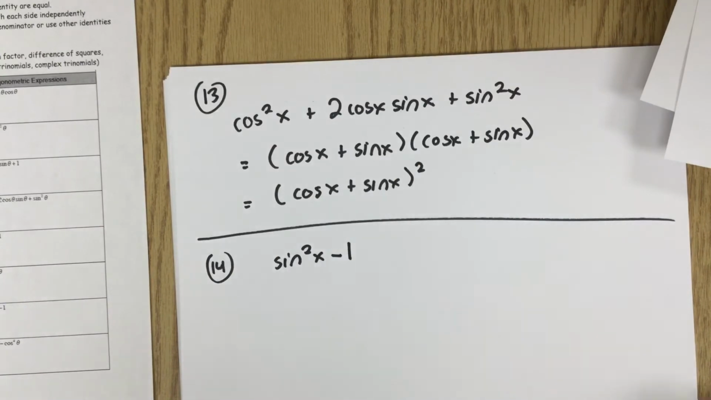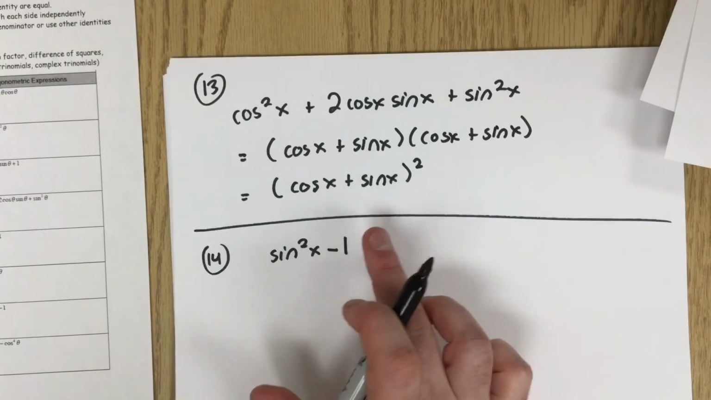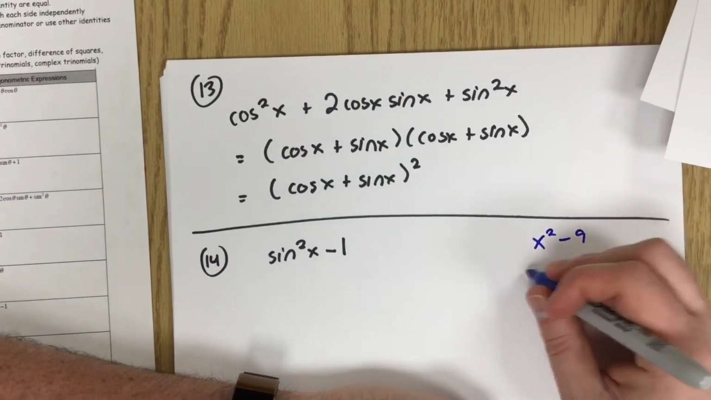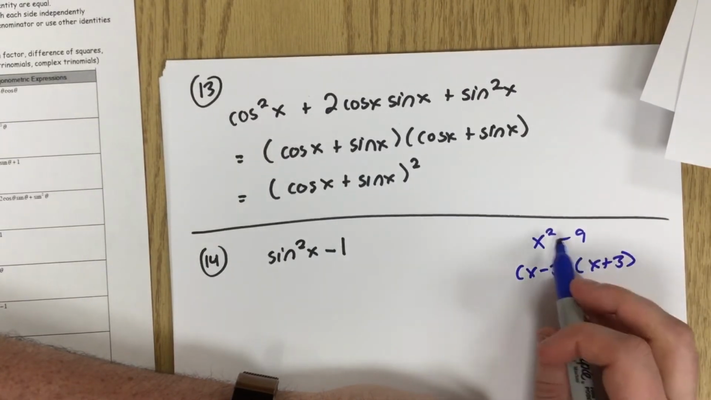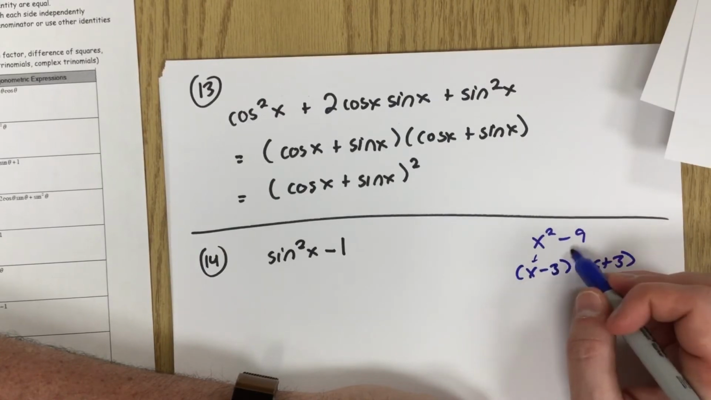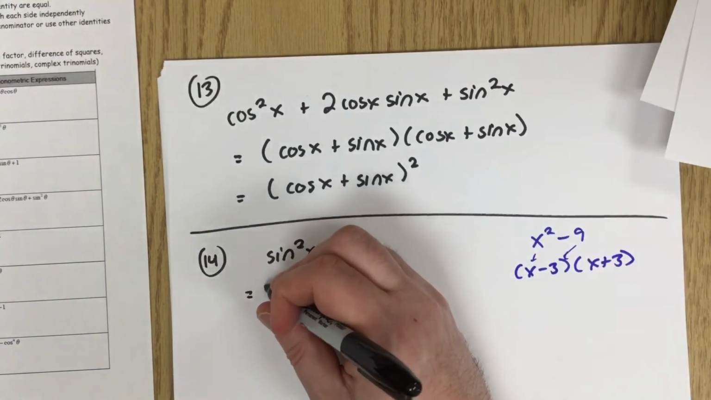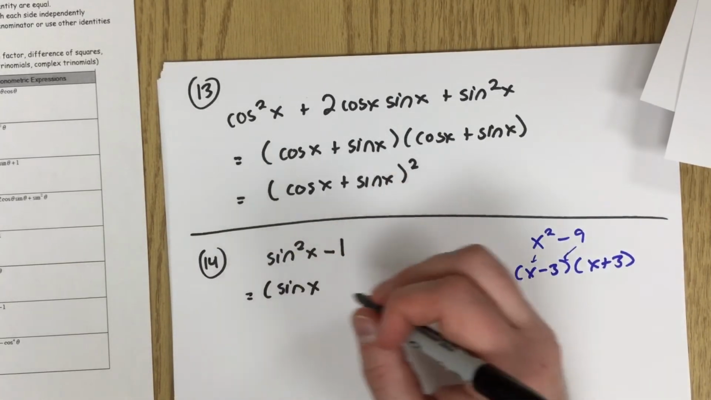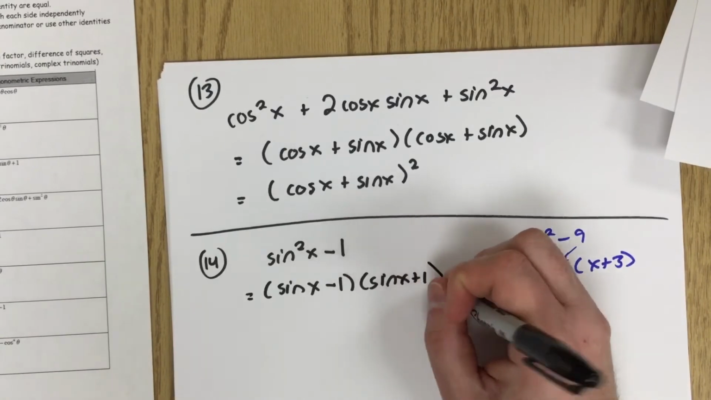This one we could factor with the difference of squares. So it's something squared minus something squared. For example, if you had x squared minus 9, that factors into x minus 3 times x plus 3. That's the square root, and that's the square root, and we subtract once and then we add once. So if we factor this, the square root of sine squared x is sine x, so it's sine x minus 1 times sine x plus 1.